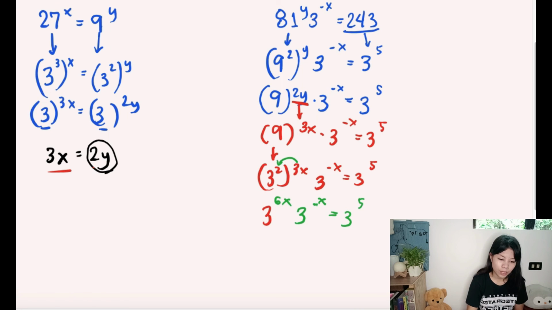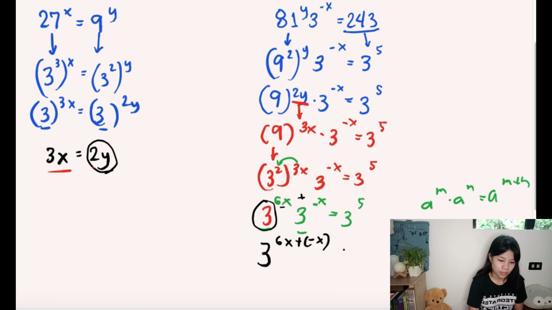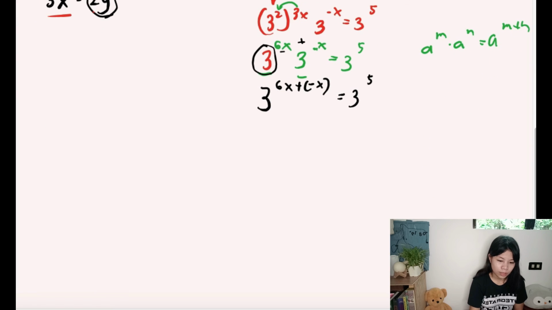Ngayon, since meron tayong same base dito, a raised to m times a raised to n is equal to a raised to m plus n. Copyhin mo yung base, tapos ipag-add mo daw yung kanyang exponent. So, 6x plus negative x is equal to 3 raised to 5. Simplify natin yung kanyang exponent. So, 3 raised to 6x minus x is equal to 5x is equal to 3 raised to 5.